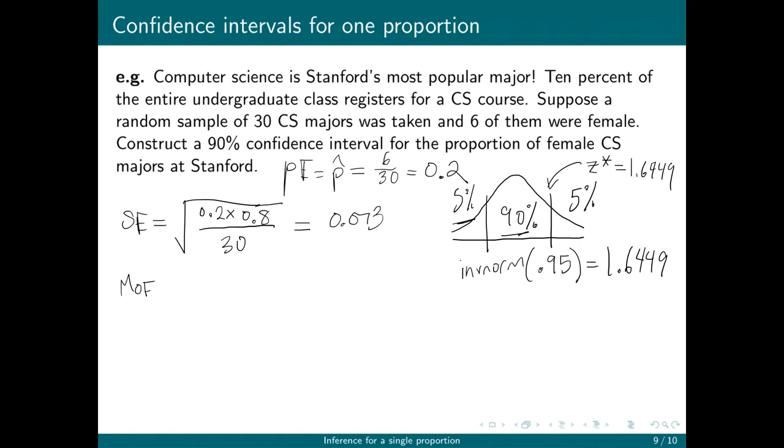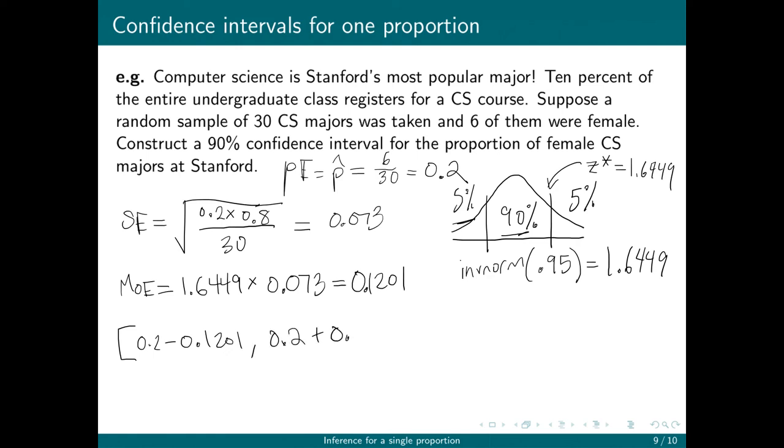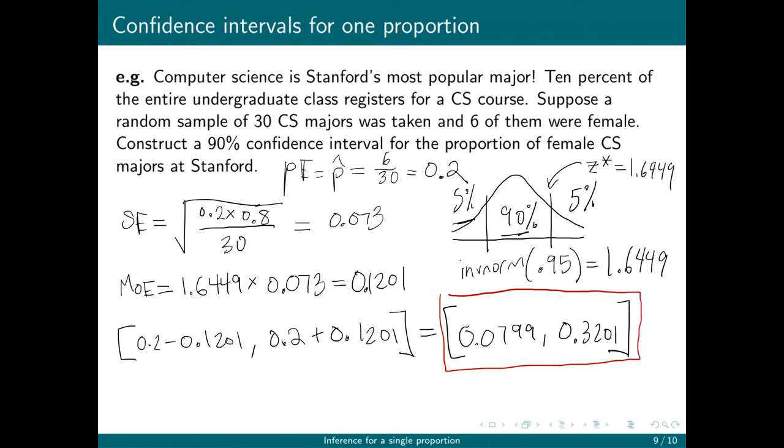So the margin of error is 1.6449 times 0.073, which is 0.1201. Therefore, my confidence interval is 0.2 minus 0.1201 up to 0.2 plus 0.1201, which is 0.0799 up to 0.3201. So this is the confidence interval for the true proportion of female computer science majors at Stanford.